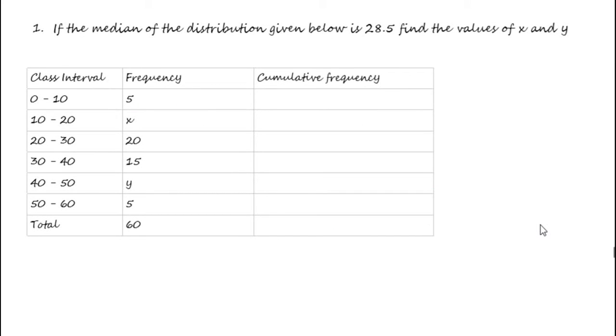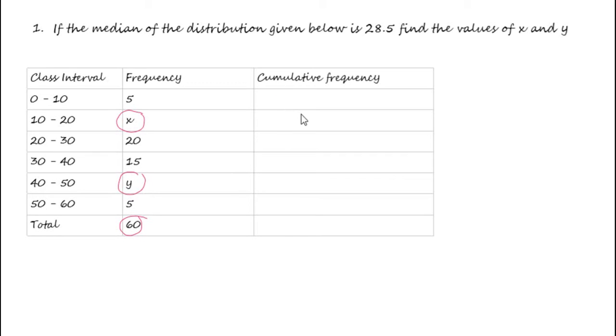Now let us solve a couple of problems. If the median of the distribution given below is 28.5, find the values of x and y. This is the distribution given and the frequency is given here. Two items in that are unknown, x and y. Total frequency is also given, that is 60.